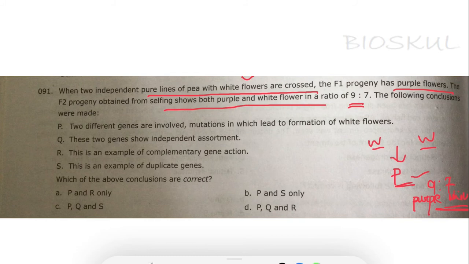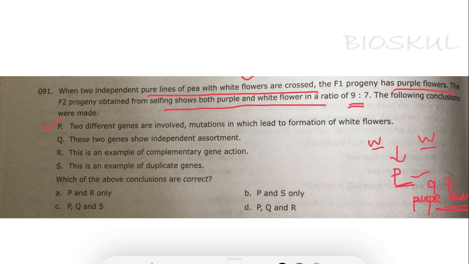Two different genes are involved, mutation in which leads to the formation of white color flowers. Yes, two different genes are involved because it is complementary gene interaction. It is a type of non-allelic gene interaction. Yes, two different genes are involved. This one is correct, and mutation leads to the formation of white flowers.